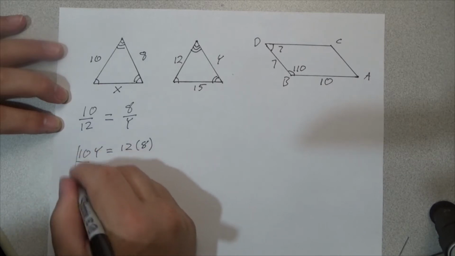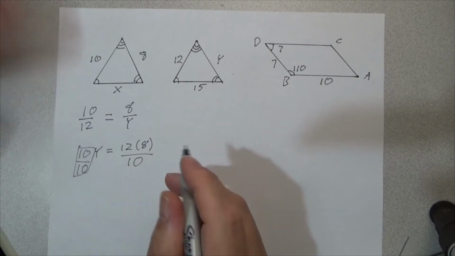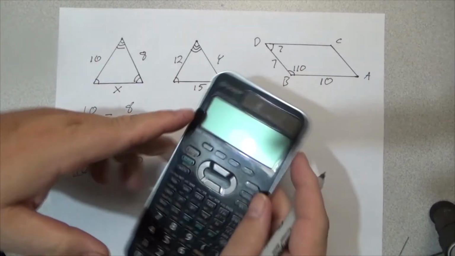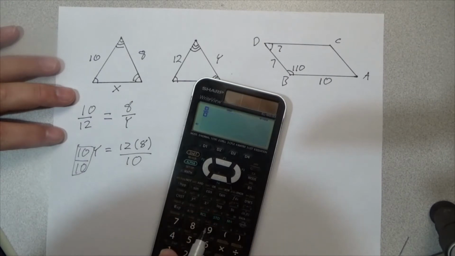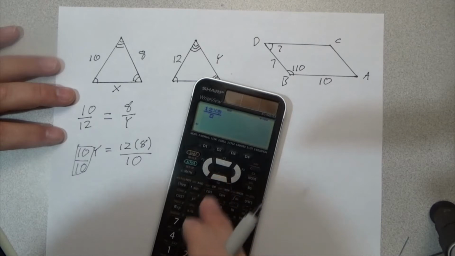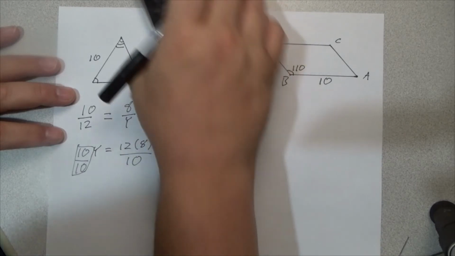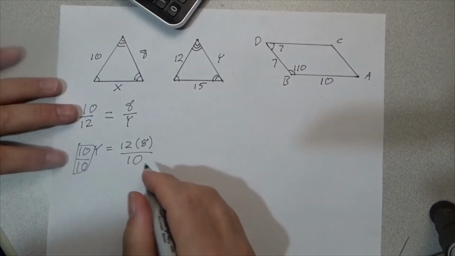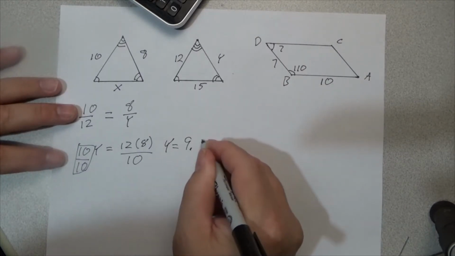Divide by 10, that becomes a 1. Divide by 10. And I get 12 times 8, divided by 10, which is 9.6. So that means that Y is equal to 9.6.